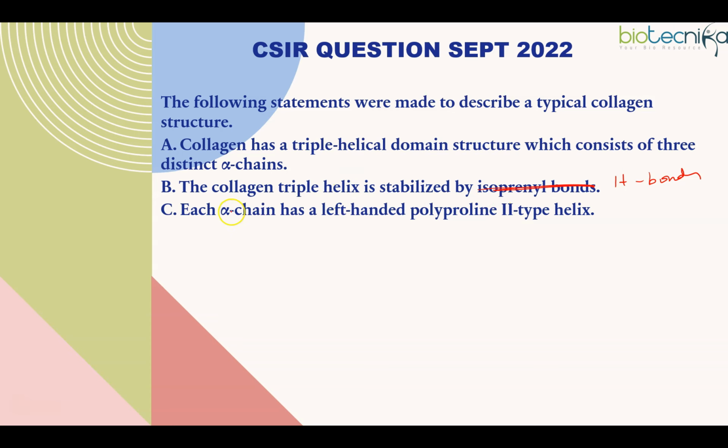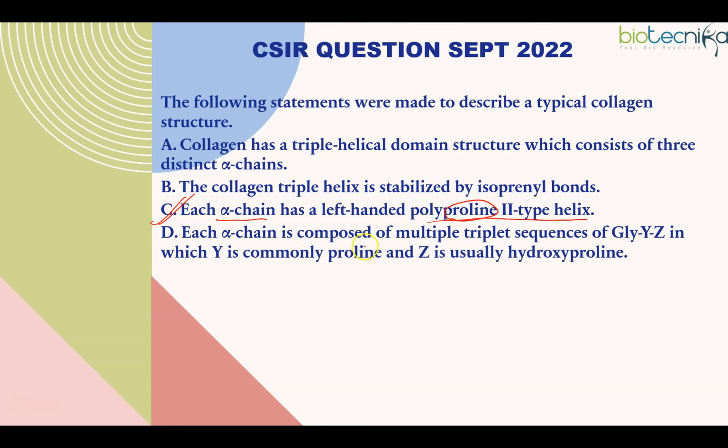Yes, as I told you, each alpha chain has a left-handed polyproline type 2 helix. That's correct. Just now I said that proline cannot form hydrogen bonds. That is why a helix consisting of many prolines, a polyproline type, can't form hydrogen bonds. And even the alpha chain doesn't have hydrogen bonds in it. It is just a helix. That is the reason why this statement is correct, that each alpha chain has a left-handed polyproline type 2 helix.